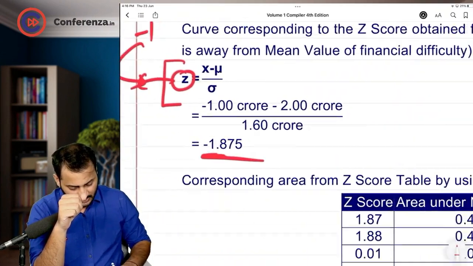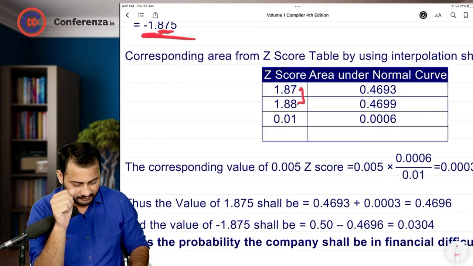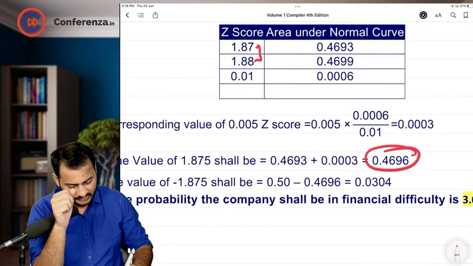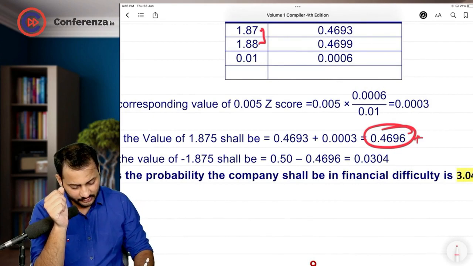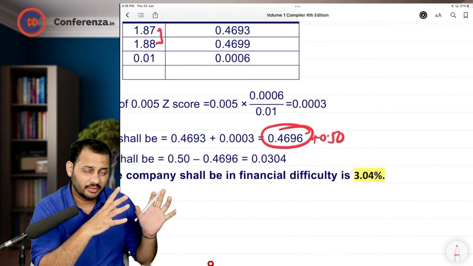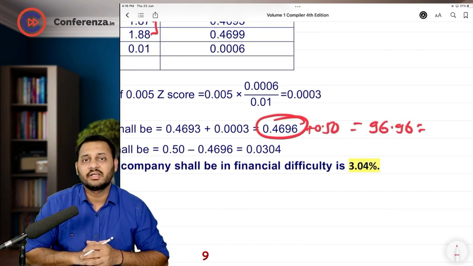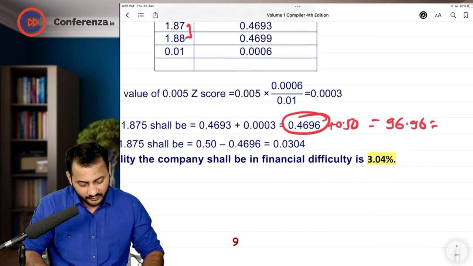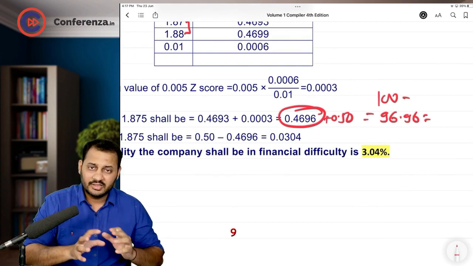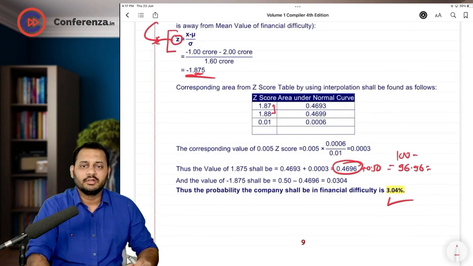The corresponding areas where 1.875 falls are 1.87 and 1.88. Then we interpolated and found the value of 0.4696. We added that 0.4696 to the entire probability of the right side to come up with 96.96%. This is the probability that the company will not face any financial difficulty. But our question was, how much is the probability that the company will face financial difficulty? We deducted the 96.96% probability from 100% to arrive at 3.04%. This is your final answer.